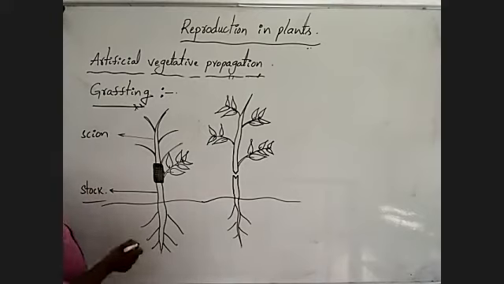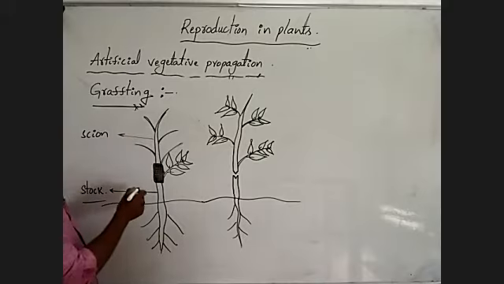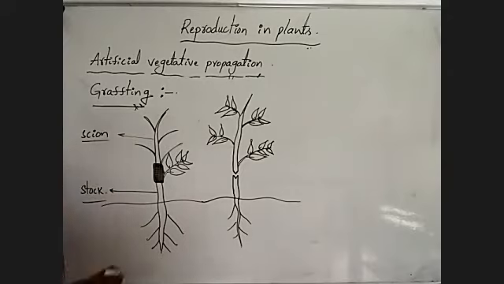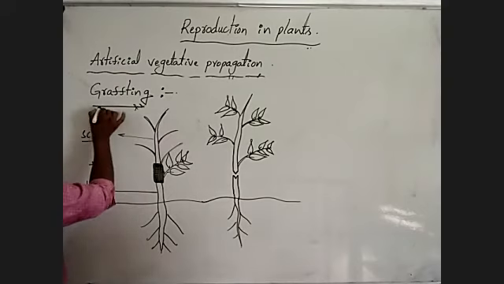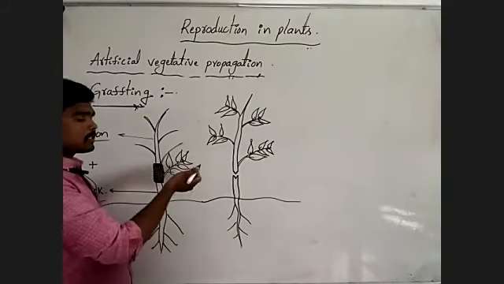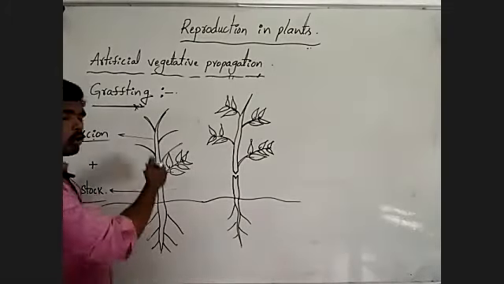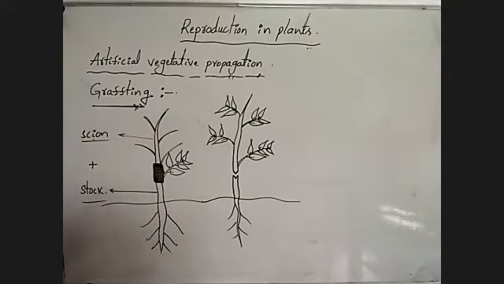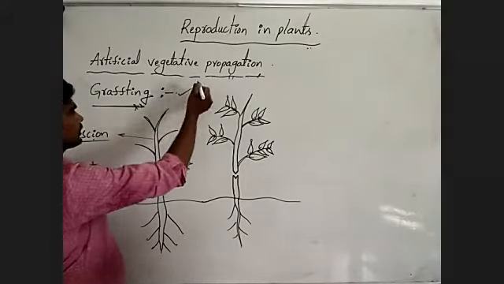That is called stalk, the portion of the stem that has the root system. The portion that does not have the root system is called the scion. After some time, the scion and stalk are joined together and grow as a single plant. Observe, this is an important method, the grafting method. In the grafting method, two stems are joined together and grow as a single plant. This is called the grafting method.